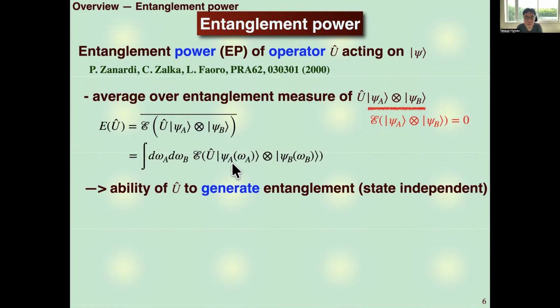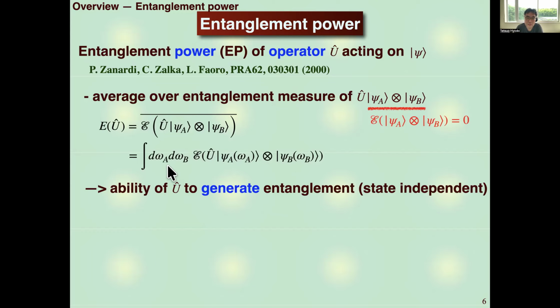But we can find some state-independent nature of the operator itself by taking the average over the initial state. Namely, you pick up many different initial states, all possible initial states. In some cases, it generates entanglement. In some cases, it does not. But by averaging over these, we can check the averaged property, the average generation of entanglement by this operator, which, after averaging over the initial state, does not depend on the initial state. So we can say that this is the ability of the operator itself. It's the nature of the operator itself to generate some entanglement.